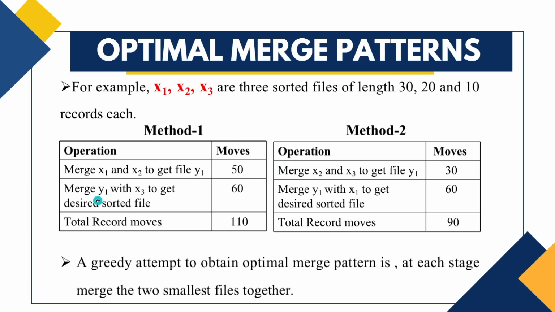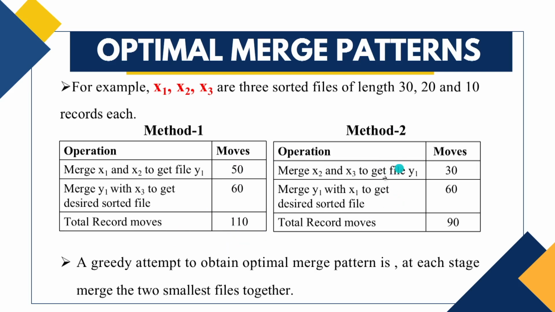When I merge the resultant y1 with x3, then I will be getting the desired sorted file, and the desired sorted file will have 50 plus 10. So I may have to compare these 10 records with the 50 records in the merged file, and altogether that will cost me 60 moves. So when I measure the total moves, it is going to be 110.